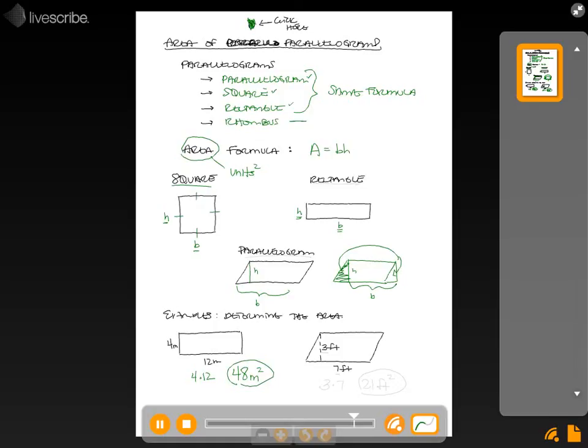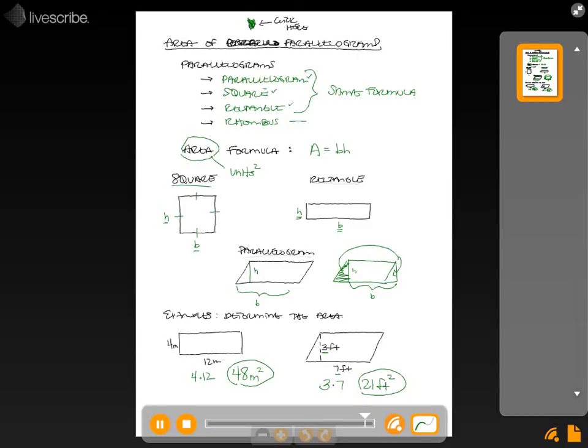Second one over here is a parallelogram, and we have our height of 3 and our base of 7. So we'd multiply 3 times 7, which is 21, and we put a feet, because that's our label for the problem, and we square it, feet squared. And then we'd be finished.